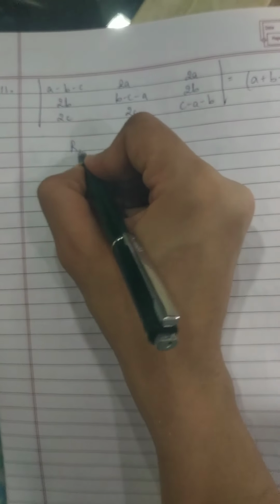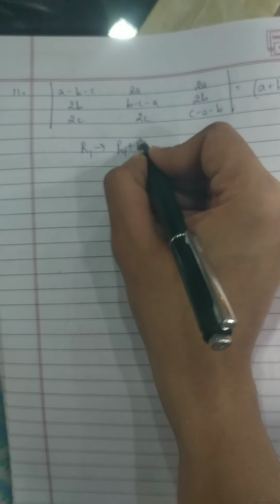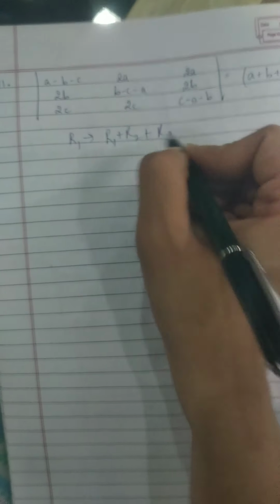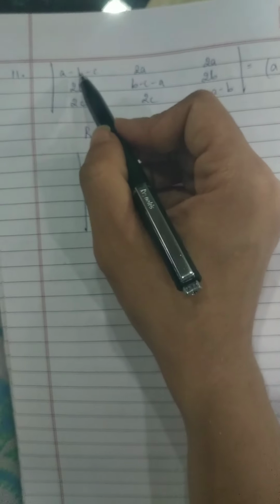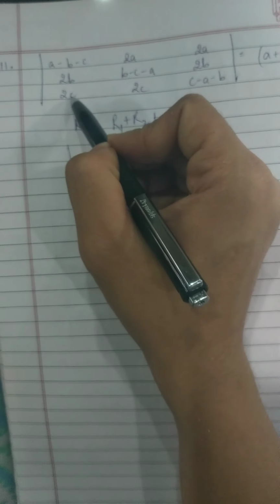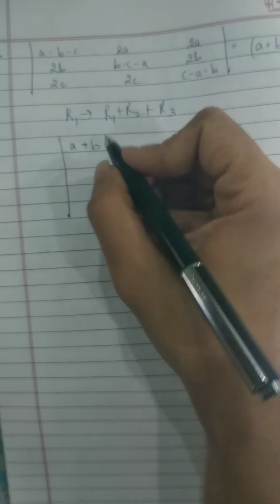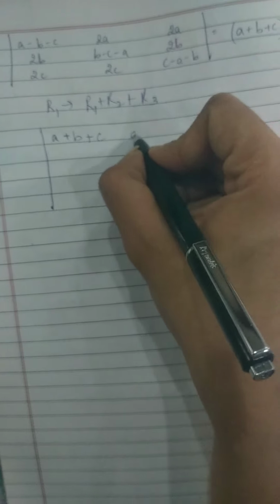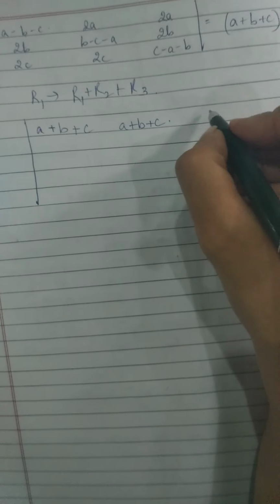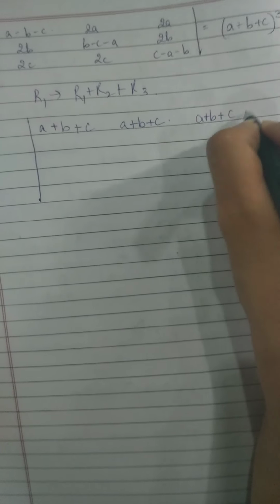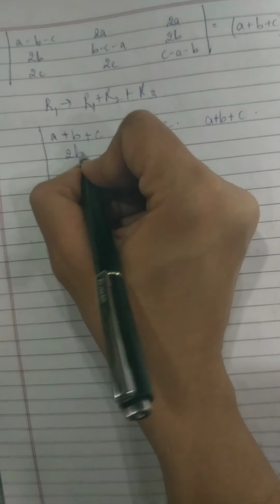Let's say if I apply a property on R1, that is R1 plus R2 plus R3. This plus this plus this. A will be as it is. Minus b plus 2b will give us b. And minus c plus 2c will give us c. Likewise, we'll be having a plus b plus c here. And a plus b plus c here. The other elements remain the same.